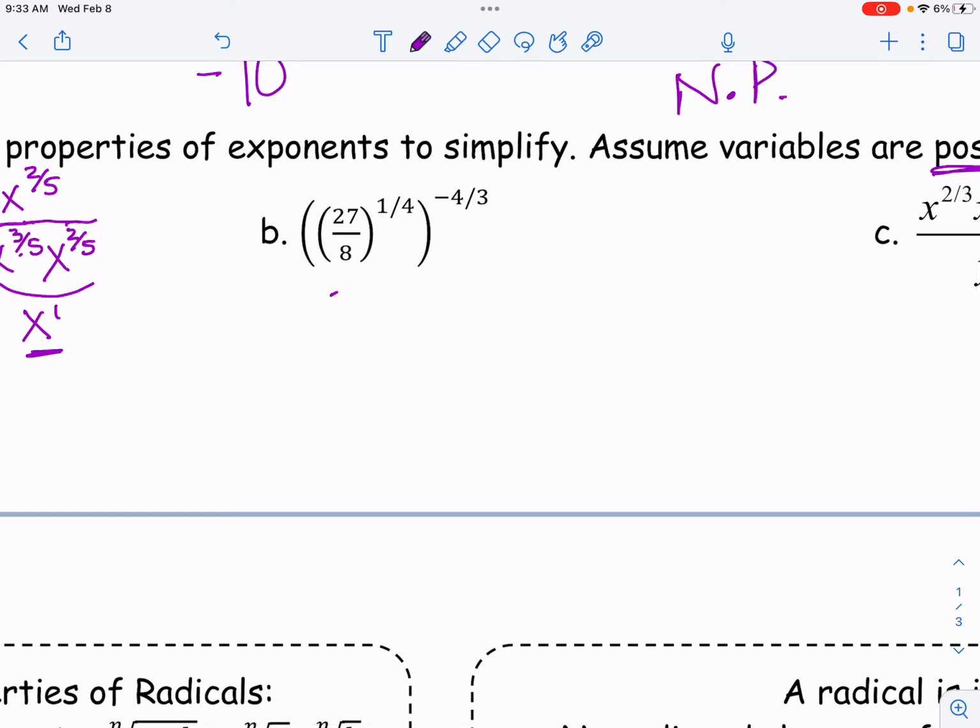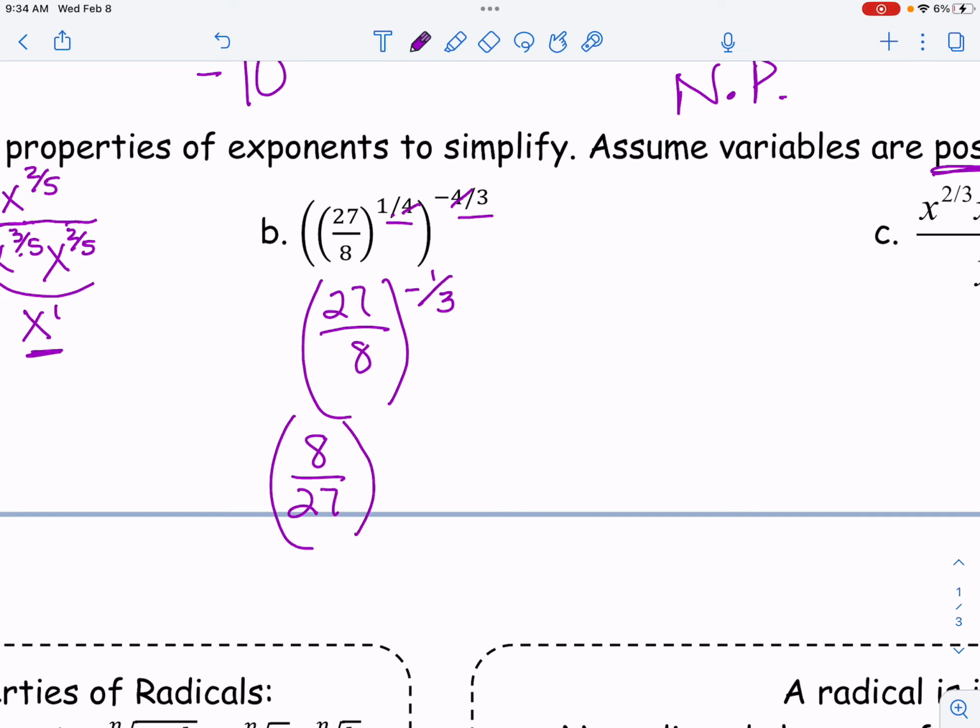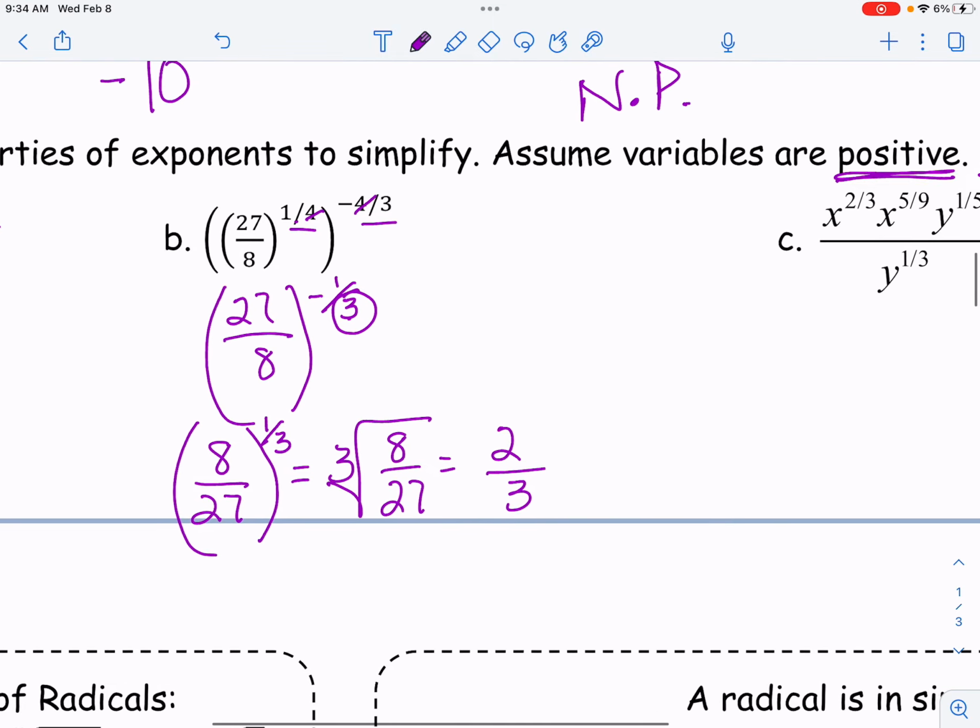So I'm going to first take care of my power to a power. I'm going to multiply 1/4 times negative 4/3. The 4's cancel, and you get negative 1/3. I'm going to flip my base because my exponent is negative. And this means I'm raising it to the 1/3 power, which means I'm taking the cube root. So the answer is 2/3. Remember, if you cannot do it in one form, change it to the other form.